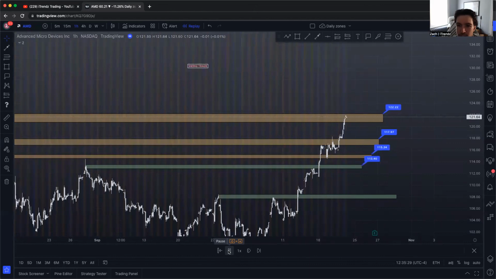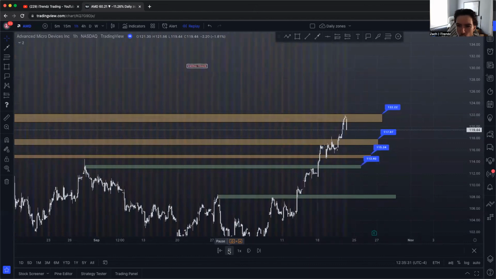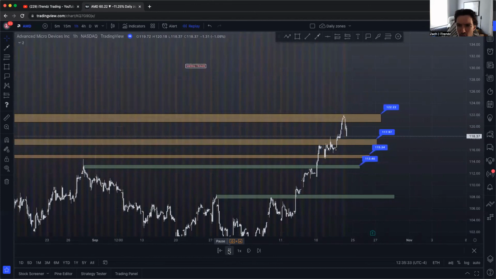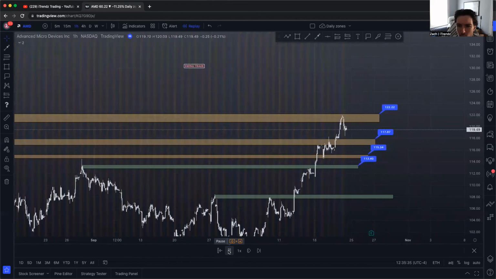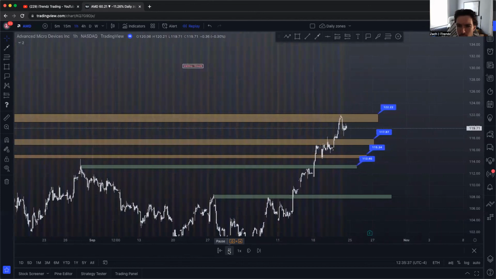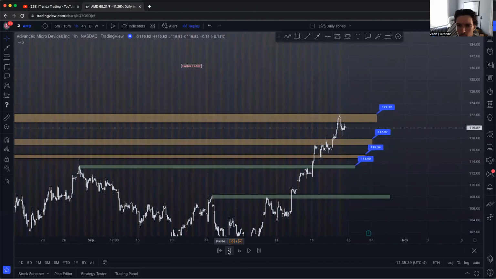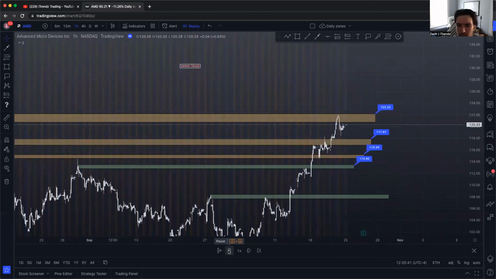And then after hours, let's see where we open up. Ooh, that was a big sell-off, huh? Wow. A little bit of a back test here. It looks like we're going to make our way back down to this 117 now.